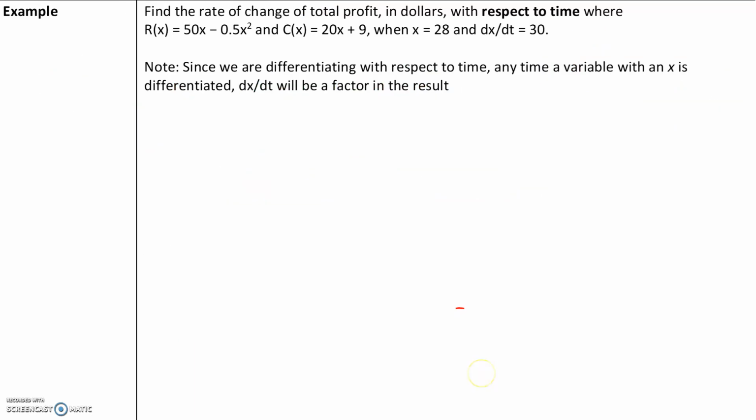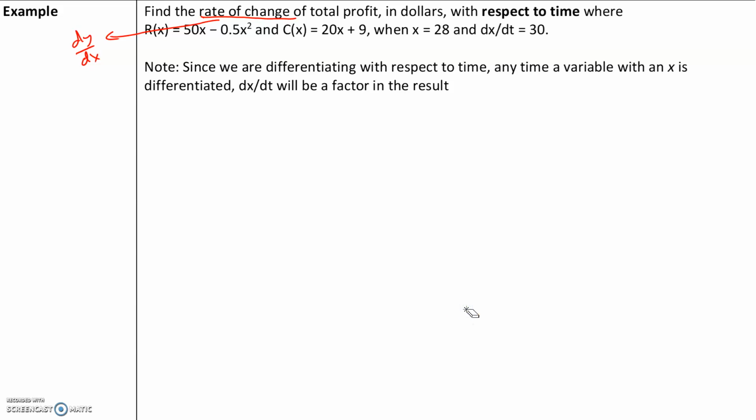All right, last example. Almost there, you guys. Find the rate of change. Rate of change is the derivative, which is dy dx, of the total profit in dollars with respect to time, where r of x equals 50x minus 0.5x squared, c of x equals 20x plus 9, when x equals 28 and dx dt is equal to 30. So let's figure out what this is all about.